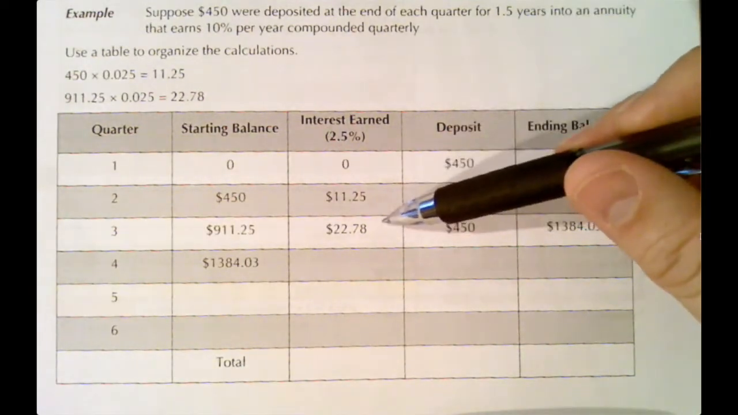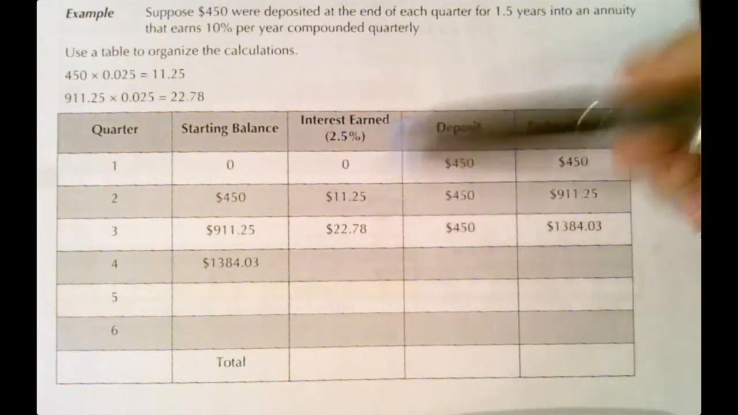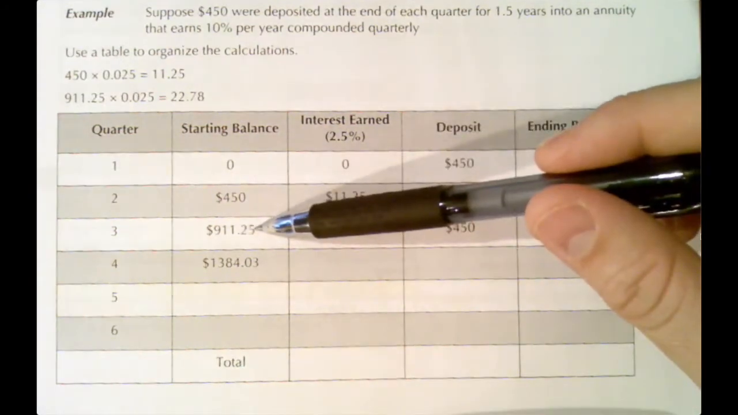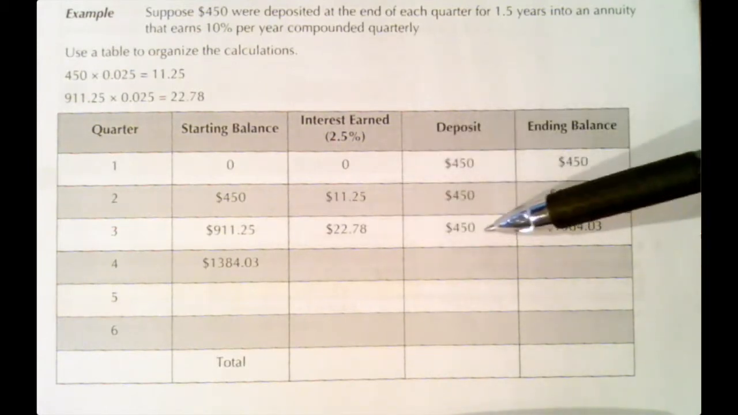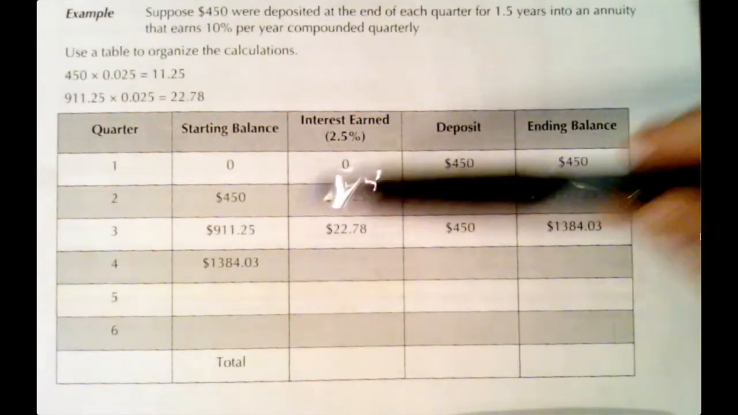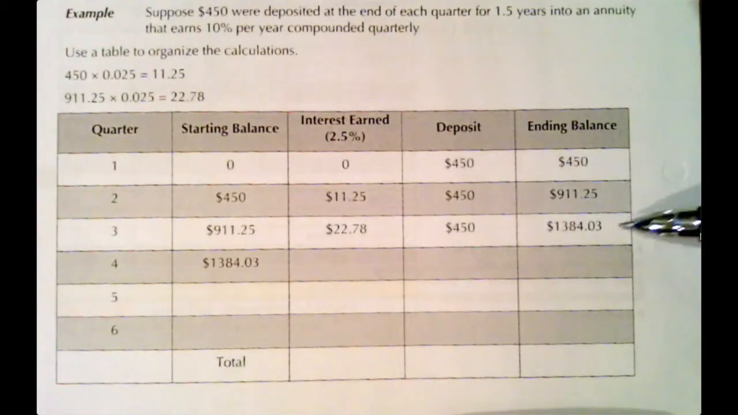So, got lost in the numbers there for a second. We started the quarter with $911.25. We earned $22.78 in interest, and we made another deposit of $450. If we add all those up, our closing balance is now $1,384.03. So let's see if we can finish this table.